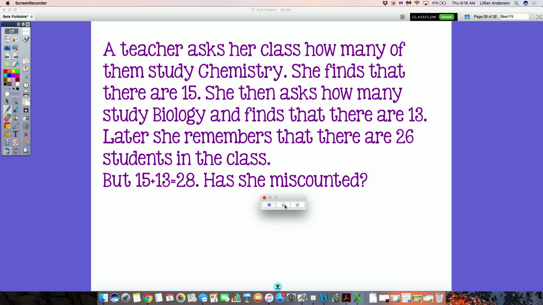Some of them could take both. Okay? So technically, she kind of did miscount. She counted people twice when she had already counted before. Okay? So with these types of problems, you do have to be kind of careful of that. You got to be aware of that. Do we know how many took both? Okay? But we can actually find that out.